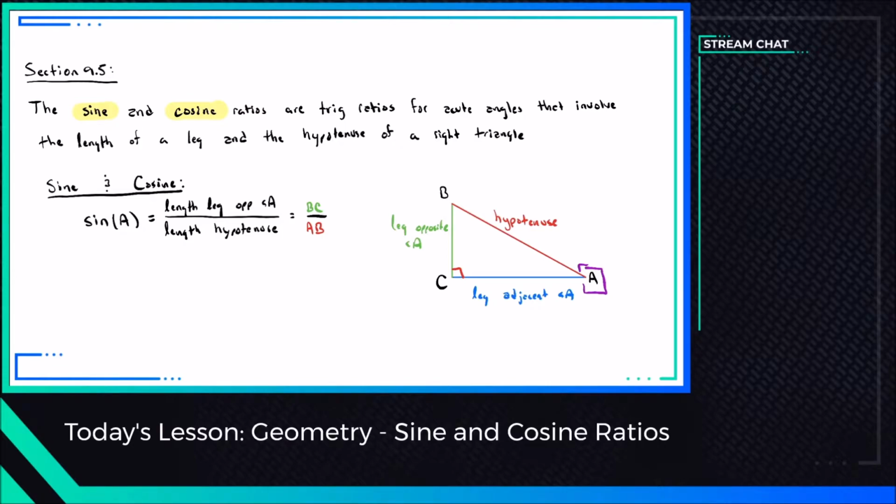And we could do the same thing with cosine now. If we look at the cosine of A, abbreviated cos, that's going to be the length of the leg that is adjacent to angle A divided by the length of the hypotenuse. Or in other words, it's going to be the blue leg AC divided by the hypotenuse AB.